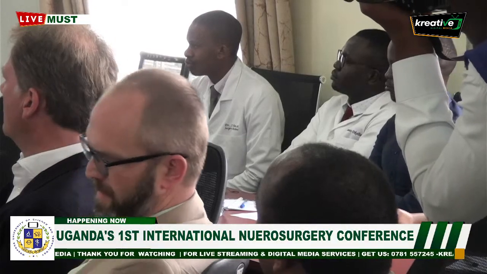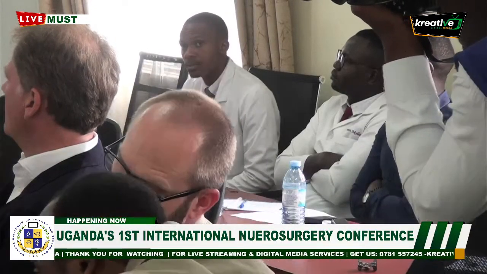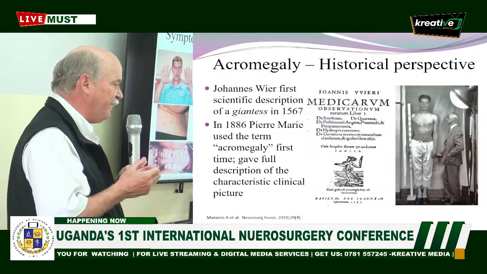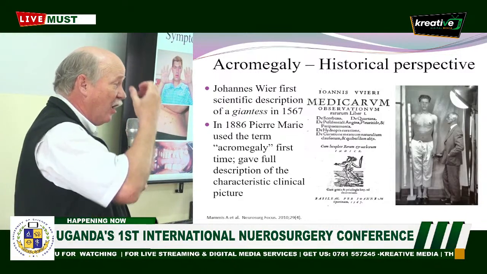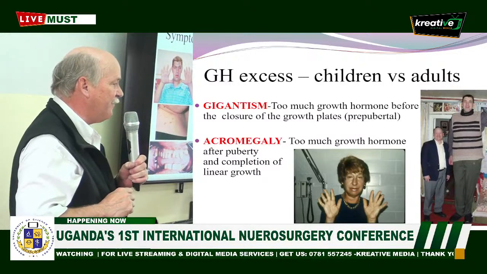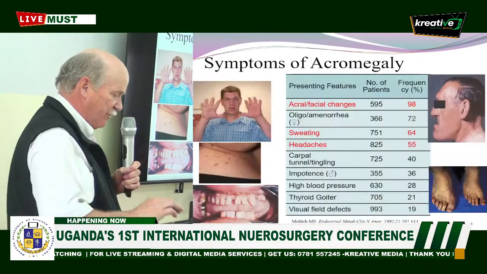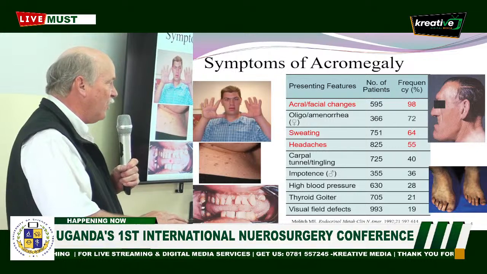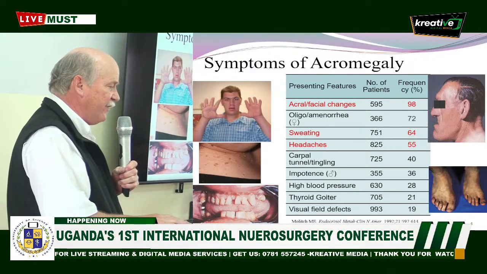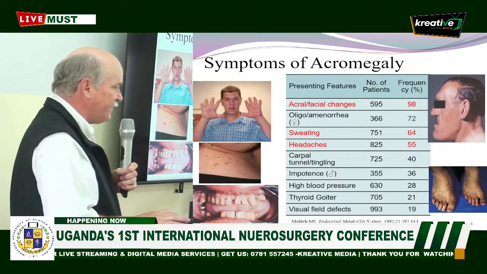So you develop the tumor as an adult. And the features, I think we're all somewhat familiar with. It's that very coarse facial features. You get a prominence of the jaw, a large nose. You get growth of the jaw region shown in this slide here. You get a wide separation of the teeth. You get skin tags, excess sweating.